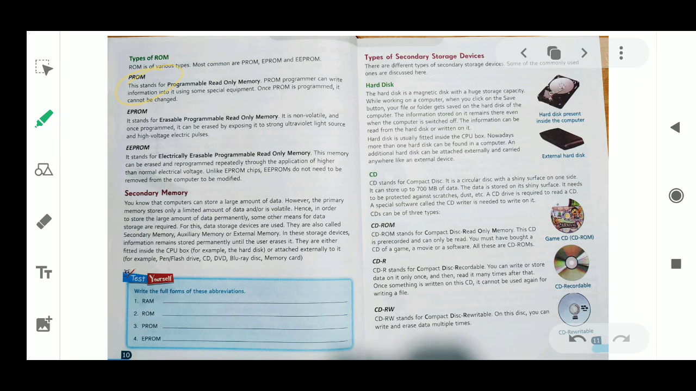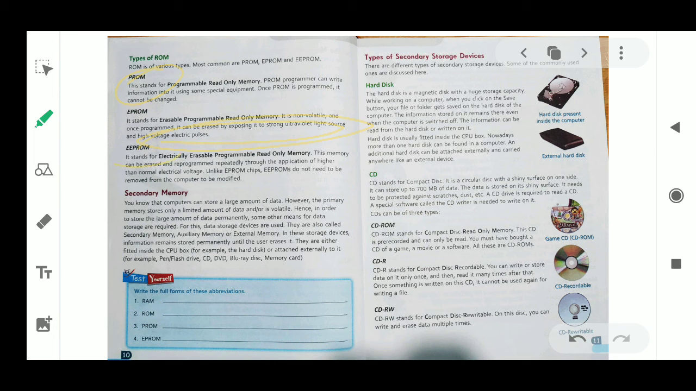In PROM, we can write information into it using some special equipment. As I told you, we cannot change the written data in the ROM, but by some process we can. If it is PROM, we can do it with the help of programs, once. If our ROM is EPROM, then we can do it by ultraviolet light or high voltage electric pulses. We can make some changes, but only by ultraviolet light or high voltage electric pulses.